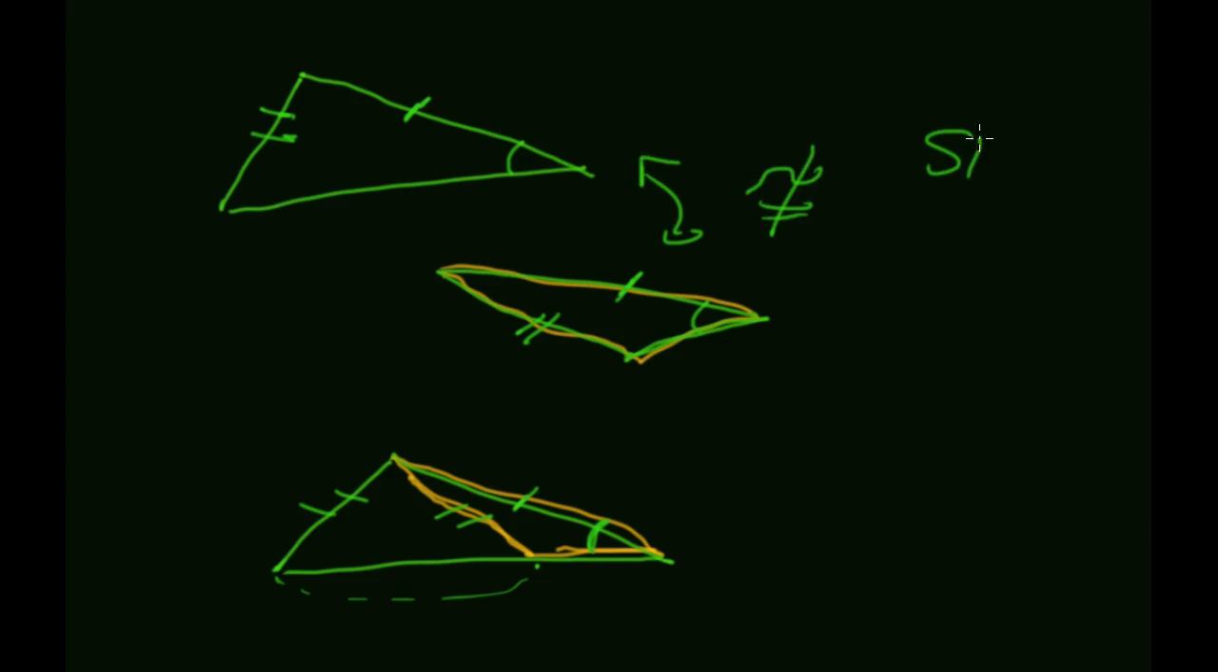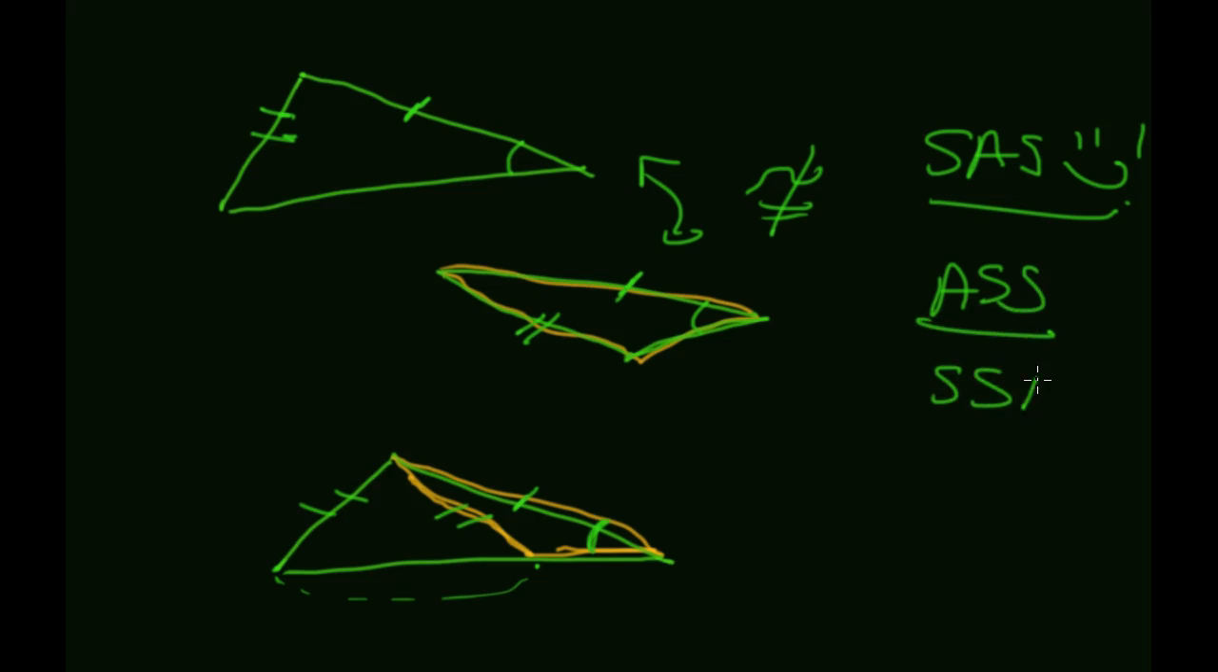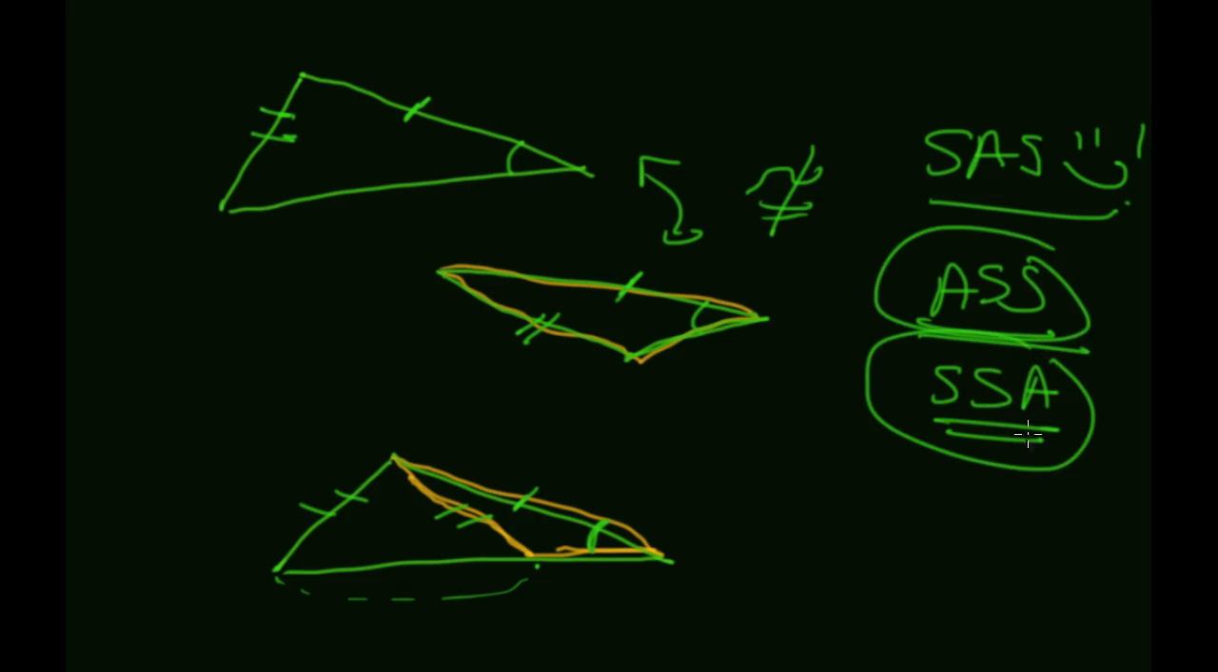So you have to have SAS, that's happy smiley face, good, but this is really easy to see why these are easy to remember. Because this is this and this is that backwards. These two are no good. SSA and ASS, no good. All right, so happy smiley face for SAS.